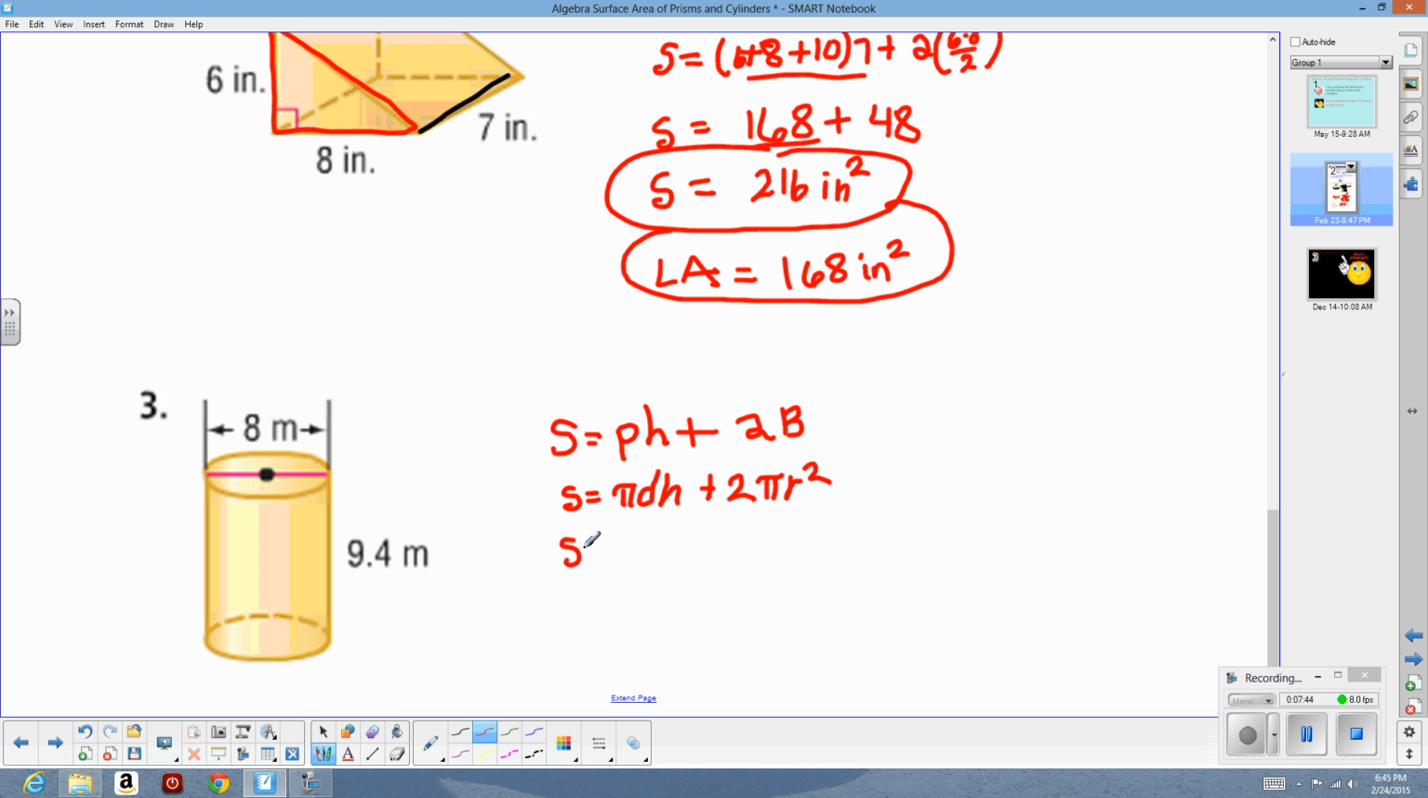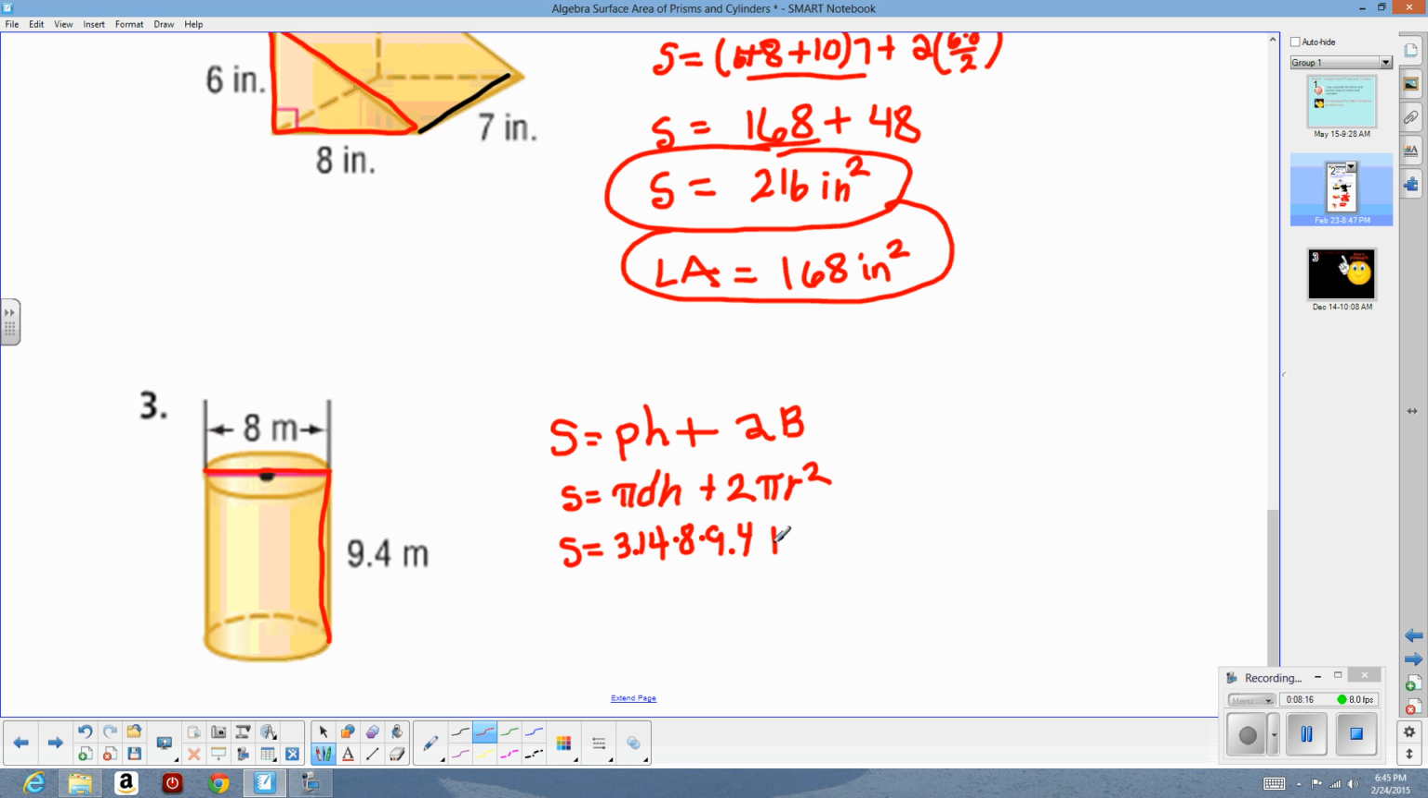Now let's go ahead and plug stuff in. In place of pi, we're going to put 3.14. Remember, that's just an approximation for pi. Pi is an irrational number that keeps going without repeating. So 3.14 times the diameter, which is all the way across the circle, that's going to be 8. And then times the height. The height is the distance between the two bases. So that's going to be multiplied by 9 4/10.